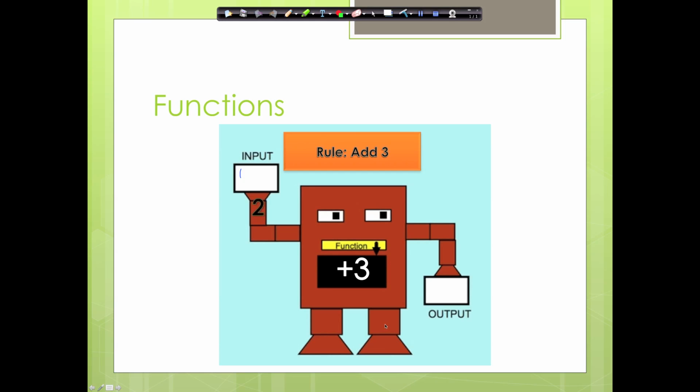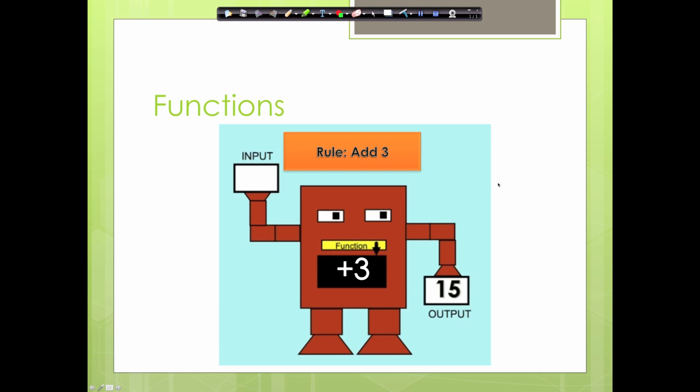If my input is 2, I'm going to put it through the function machine, add 3 to it, and my output is going to be 5. Okay, again, same rule, add 3. My input is 4, I add 3, and I get 7. Next one is 9 for the input. I add 3, and my output is 12.